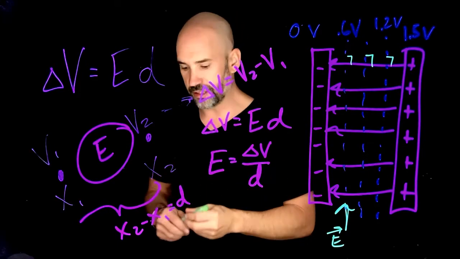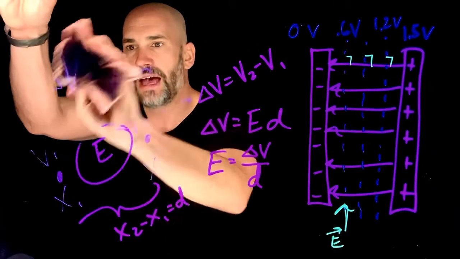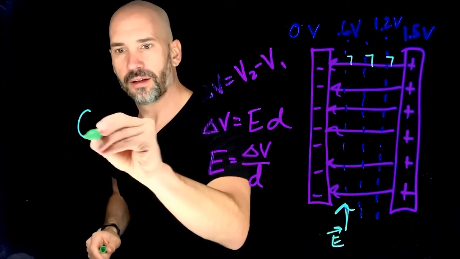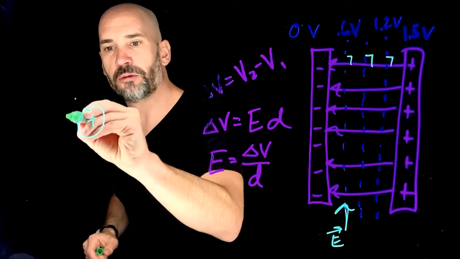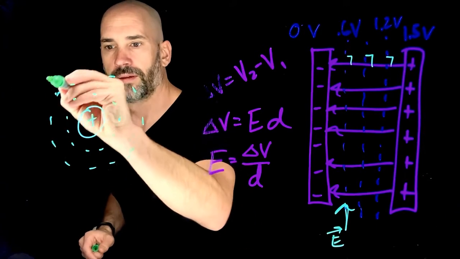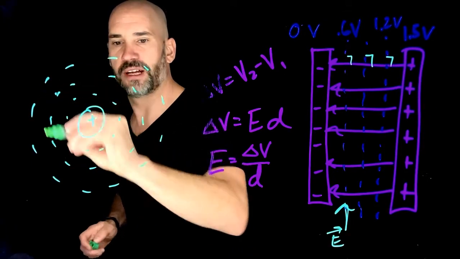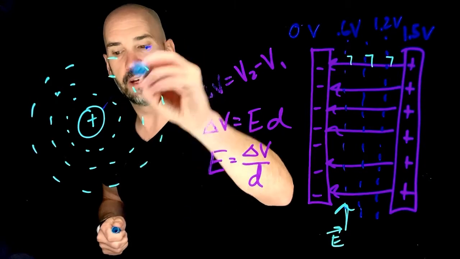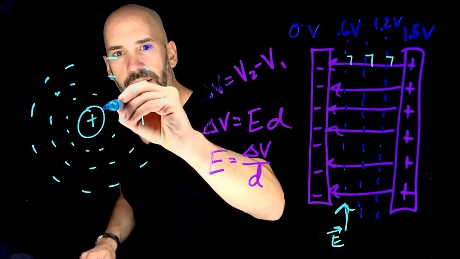So another way that we could look at that is, let's say that we have a charged particle over here. So I have a positively charged particle. We know that the equal potential lines look like this. Right? These are all the points where you have equal potential all the way around. And we know that the electric field lines look like this.